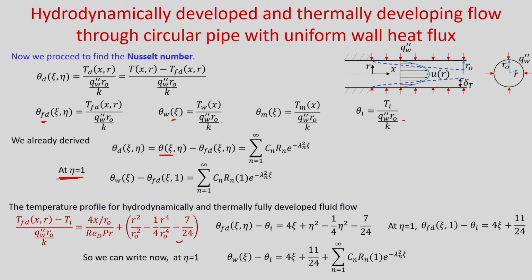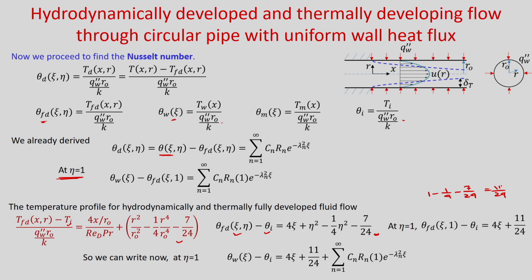So, you can write theta_fd minus theta_i in terms of the non-dimensional coordinates eta and zeta. So, at eta is equal to 1, if you put it, you will get theta_fd at eta is equal to 1 minus theta_i, and with eta is equal to 1, it is 1 minus 1 by 4 minus 7 by 24. Okay. So, this you will get 11 by 24. So, this we have written as 4 zeta plus 11 by 24. So, we can write now at eta is equal to 1 this theta_w.